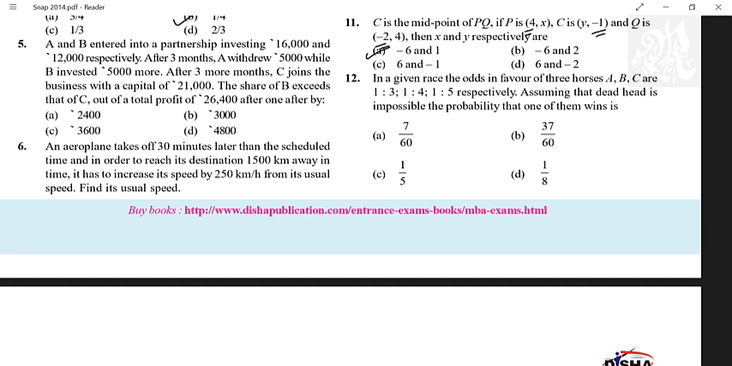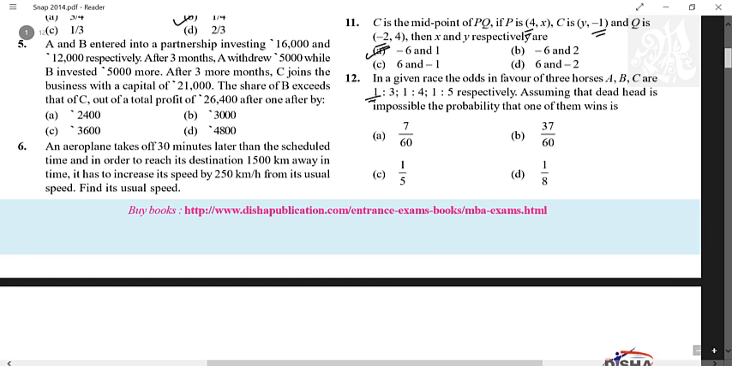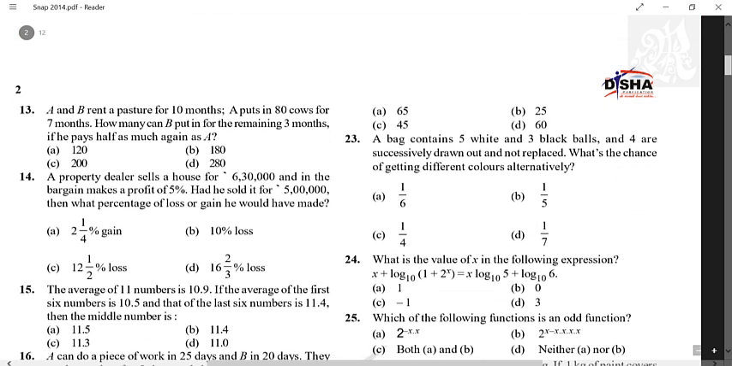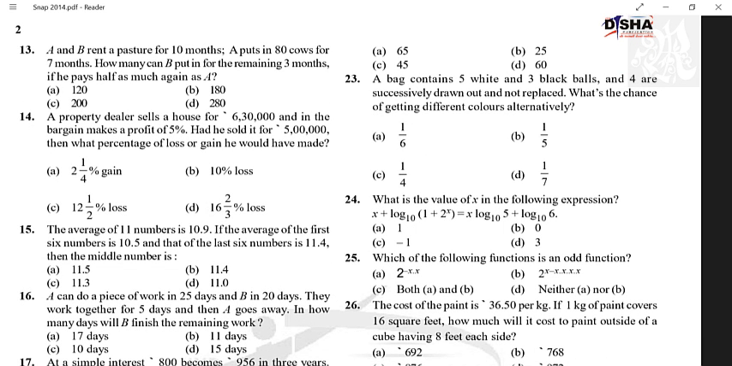If you know odds in favor, which means you will win, it's in favor of you. 1:3 means you win 1 and you lose 3 times. So basically you're winning 1 out of 4 times. Stuff like that. Right. So 13th, I won't touch it right now. Property dealer. 14th one is an easy one. Look at it. It's a lot of arithmetic here.